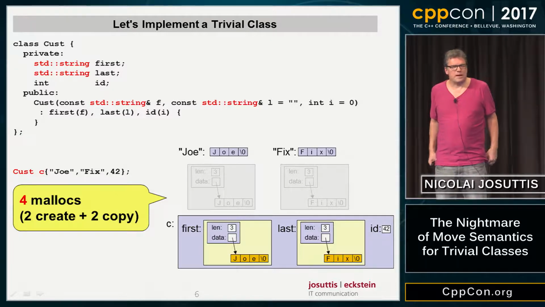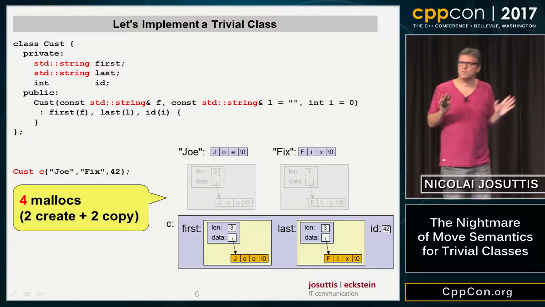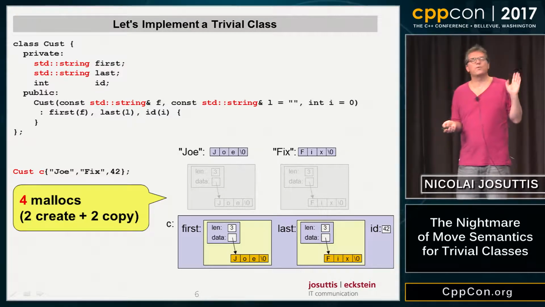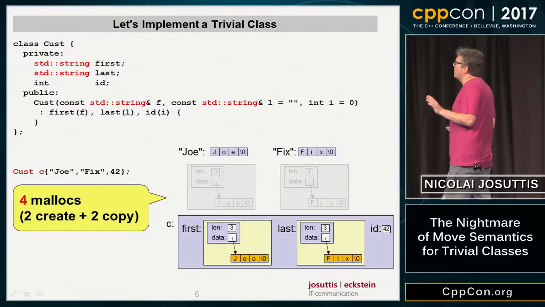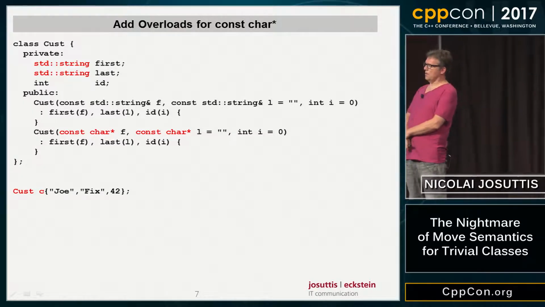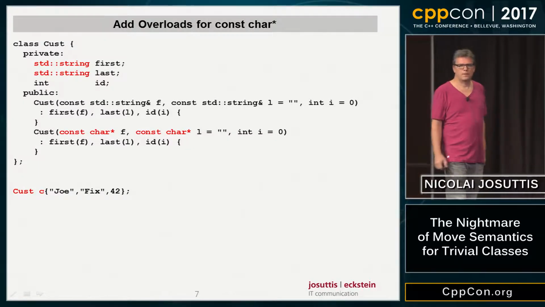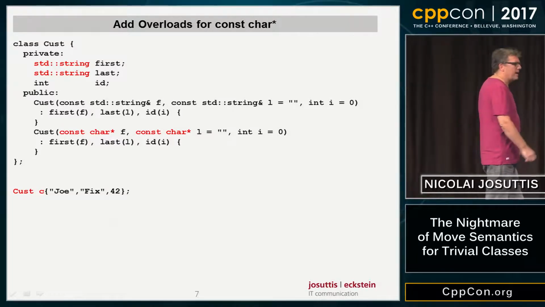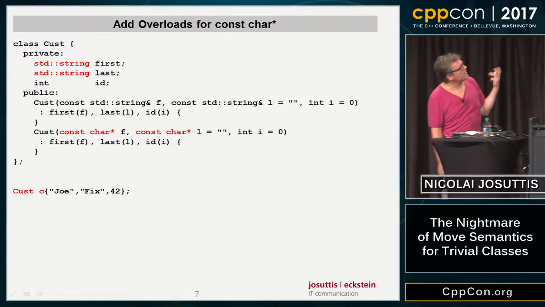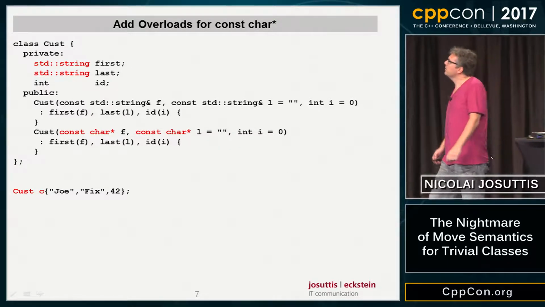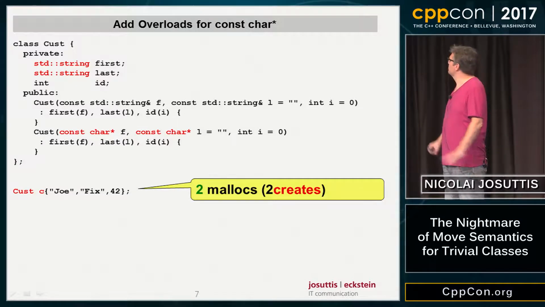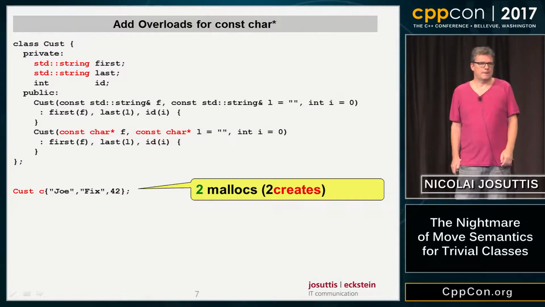So we have C++. We want to make it perfect. Sometimes performance matters. So the question is, how can we make this perfect? How can we improve things? So first of all, what we have done before we went into C++11, we usually overloaded for const character star. Because then we can directly take an address of a string literal as an argument and directly initialize the members by the passed pointers. So we save 2 mallocs. 2 mallocs, only 2 creates we have here.